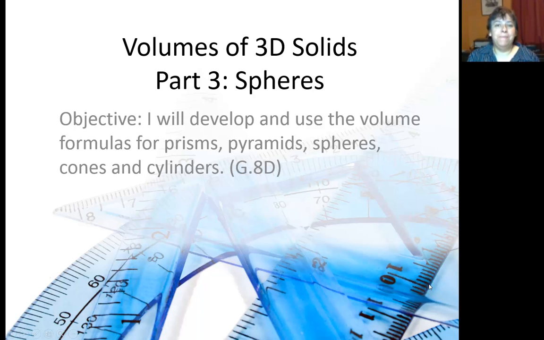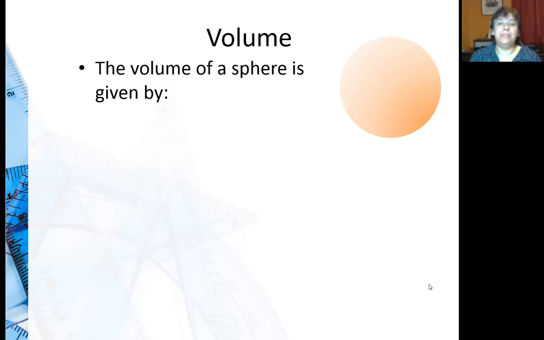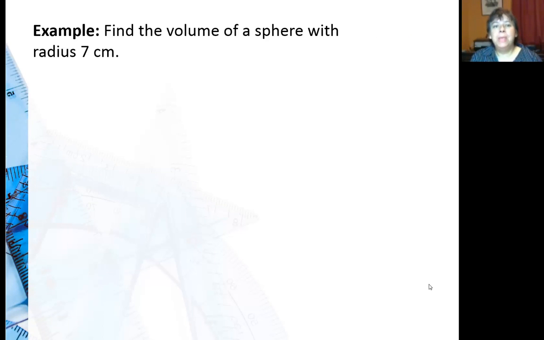Finally, we're going to look at volume of a sphere. Now, I would love to develop the formula for you, but the mathematics are a little bit higher, and in calculus you can actually develop it. And you'll get the formula, volume equals 4/3 pi r cubed, where r is the radius of the sphere. So we're still using the radius. In this example, we're going to find the volume of a sphere with radius 7 centimeters.